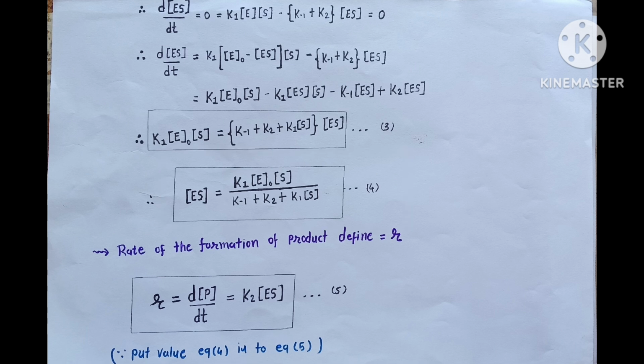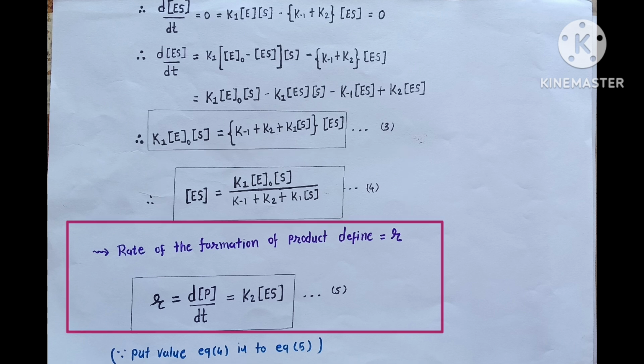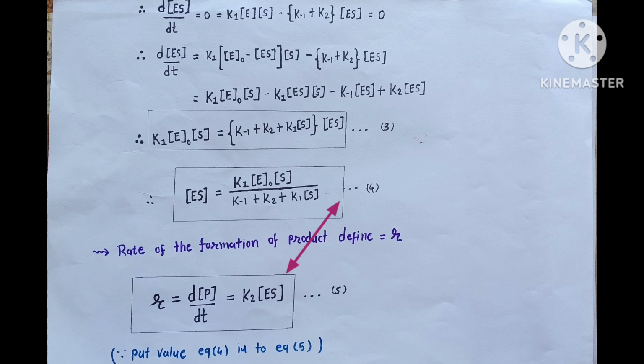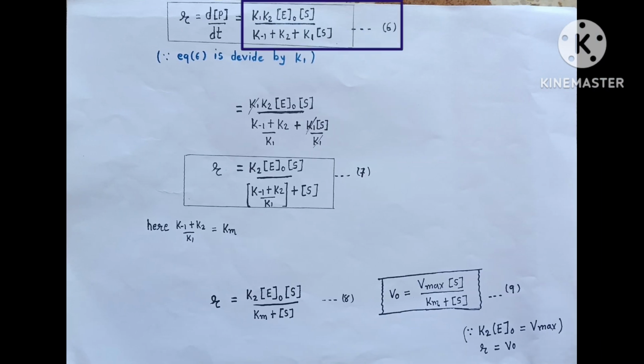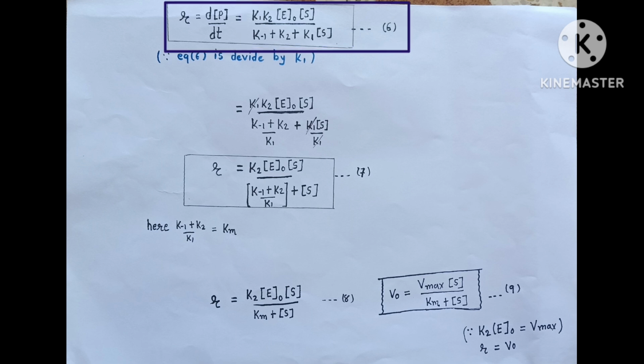Now the rate of formation of a product is defined as R. So R is equal to d product concentration by dt, which is equal to K2 ES. Here we put the value of the fourth equation into this fifth equation. So what will we get? K1 K2 E0 S divided by K minus 1 plus K2 plus K1 S. So this is our sixth equation.